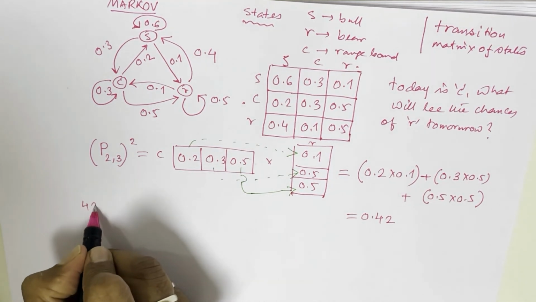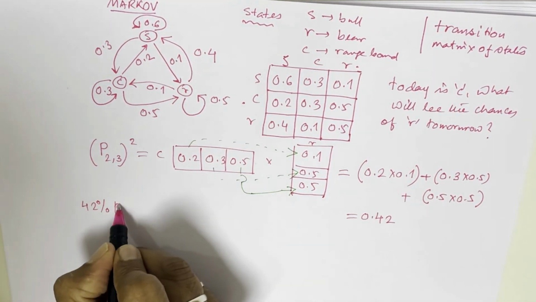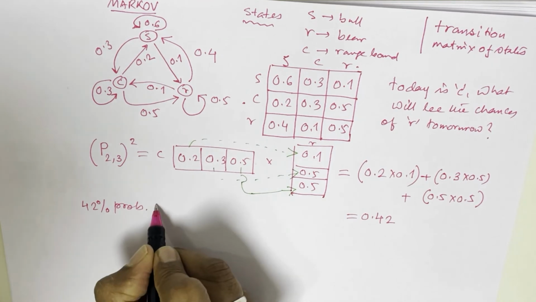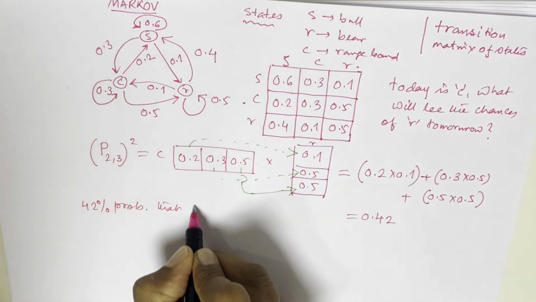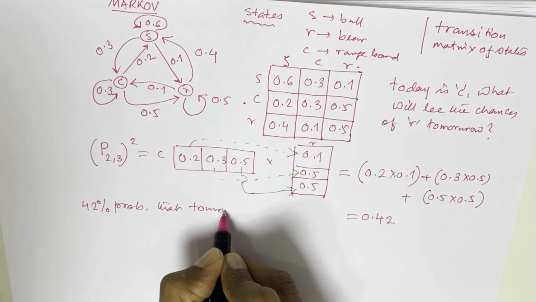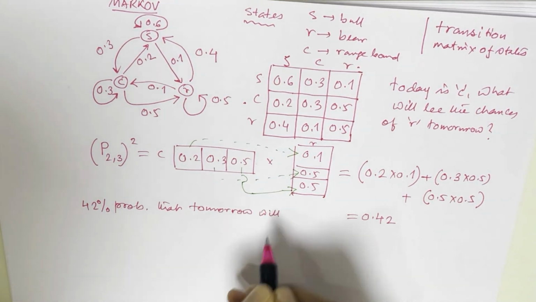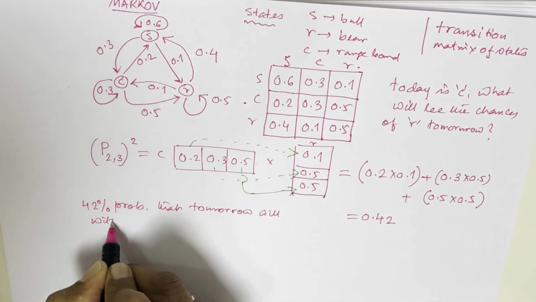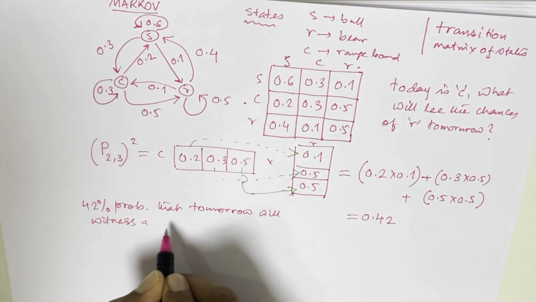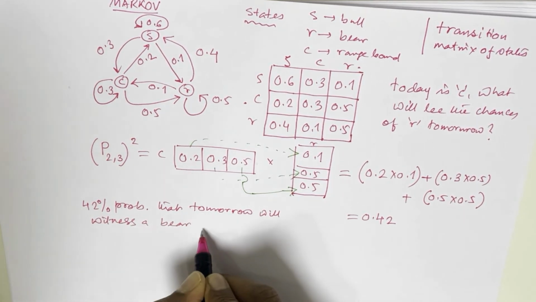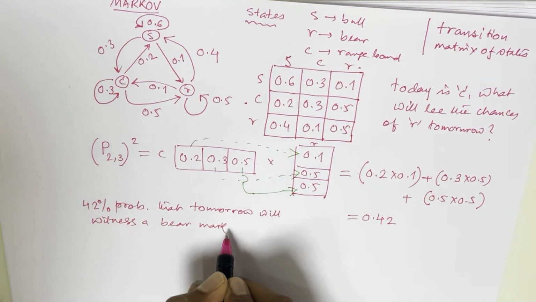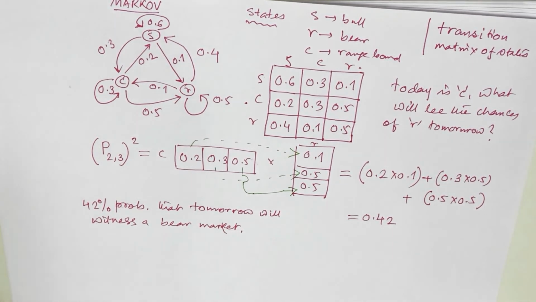So there is a 42% probability that tomorrow will witness a bear market. So today is range bound, tomorrow can be a bear market.